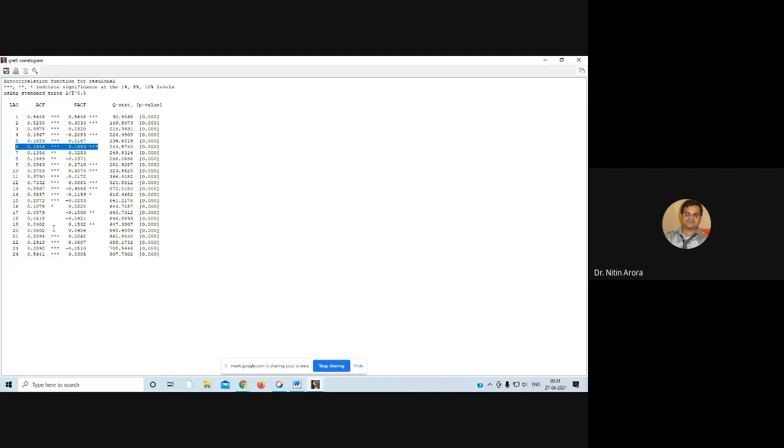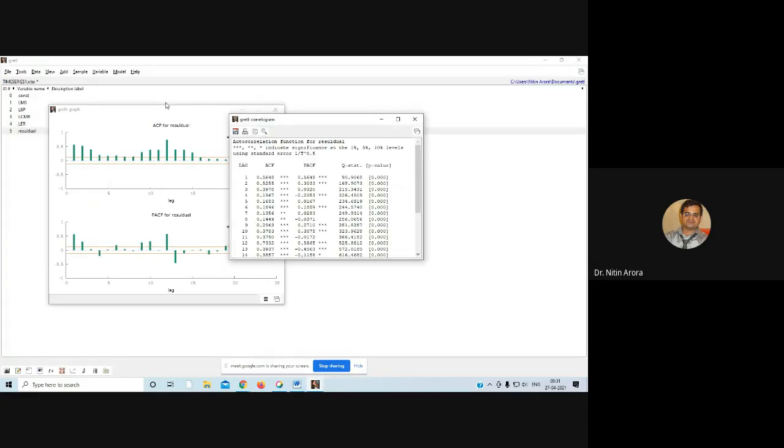Means we can observe autocorrelation up to 19 lags. So this is a serious autocorrelation problem in this estimation, since the residual is highly autocorrelated.